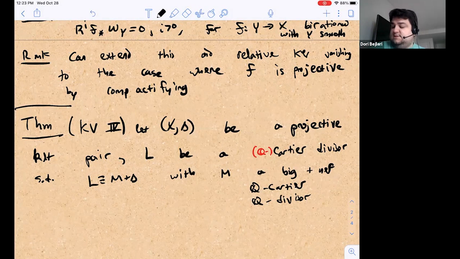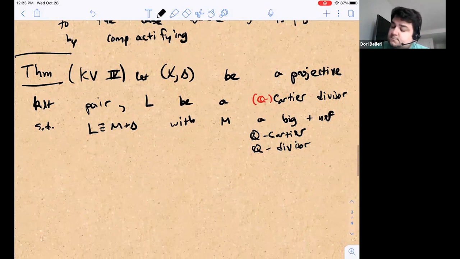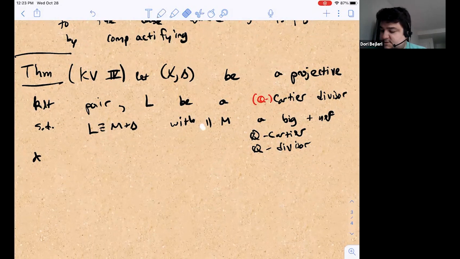So we're going to prove it when L is an integral Cartier divisor, but really it also holds if L is an integral but Q-Cartier divisor, as opposed to this M, which is a Q-Cartier divisor, which also can have Q-rational coefficients. Anyway, so L is equivalent to M plus delta, where M is big enough.